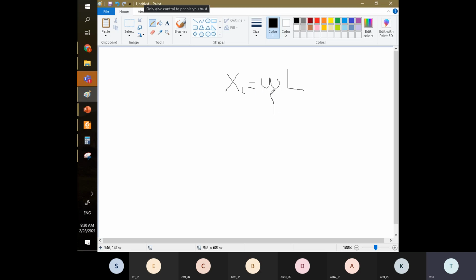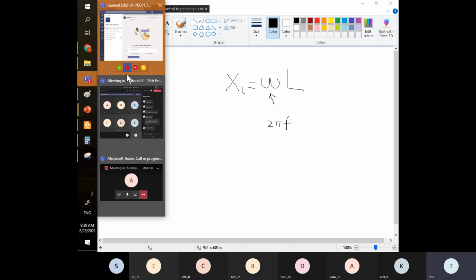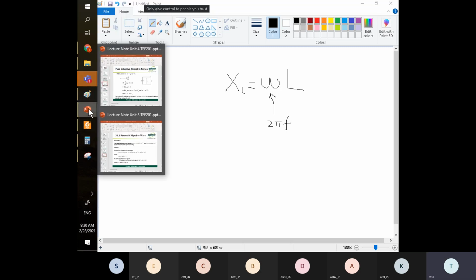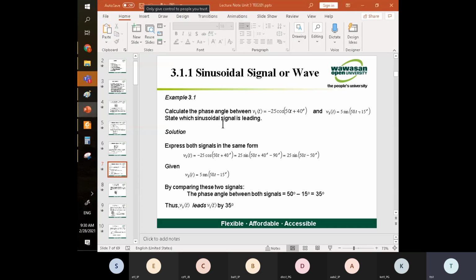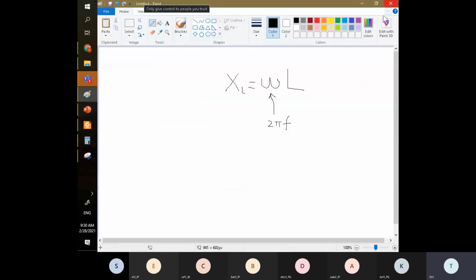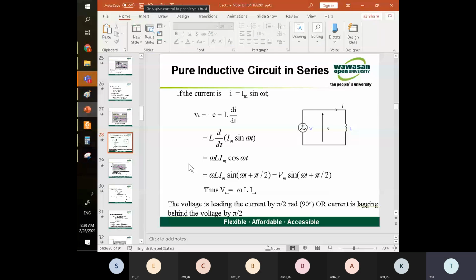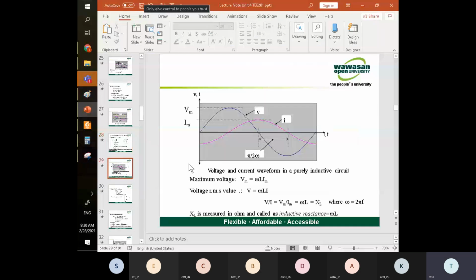Okay, so this is a 2 pi frequency, right? As you know, this omega is a 2 pi frequency. We already talked about this many times. So by using this simple equation here, we can work out the voltage and current, okay, later on. And this average power we can skip right now.